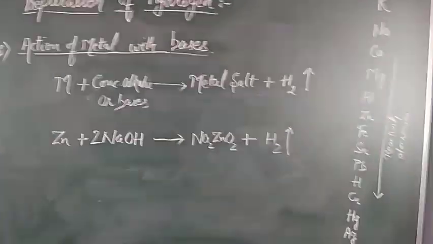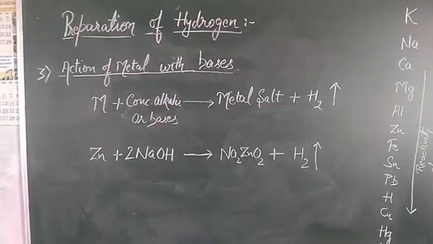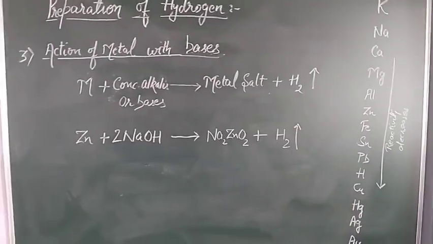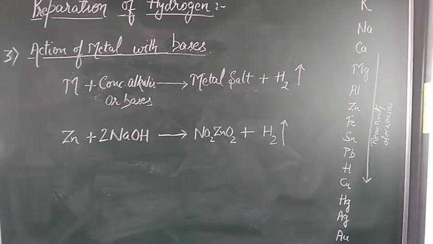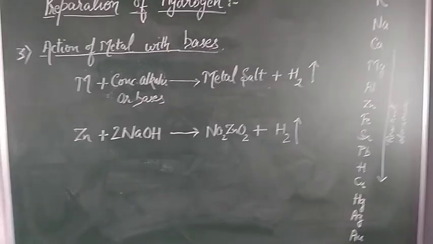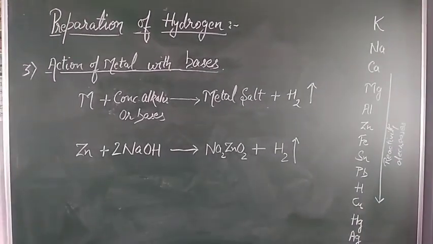So these are the three methods: action of metal with water, action of metal with acid, and action of metal with bases. Like this we can prepare hydrogen gas.